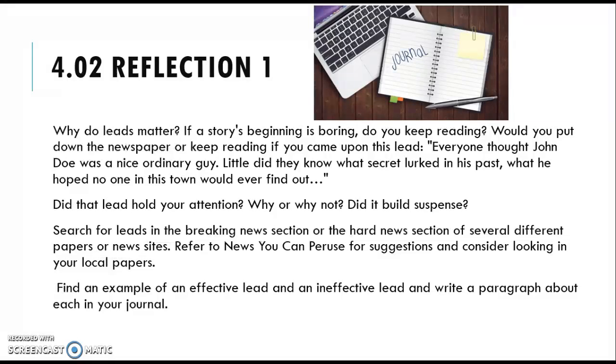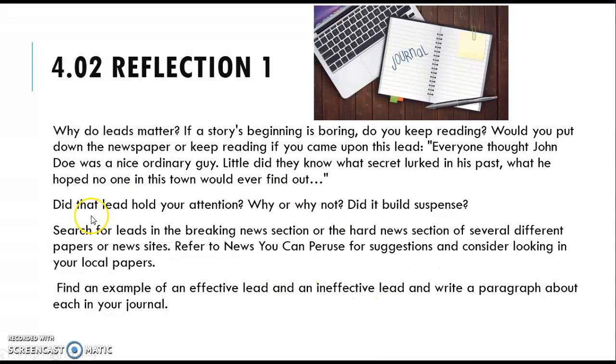So what you're going to do in this reflection is search for leads in the breaking news section or the hard news section of several different papers or news sites. You can refer to the news you can pursue for suggestions and consider looking in your local papers. You're going to find an example of an effective lead and an example of an ineffective lead and write a paragraph about each in your journal. So you should have 2 total paragraphs, one about an effective lead and one about an ineffective lead.